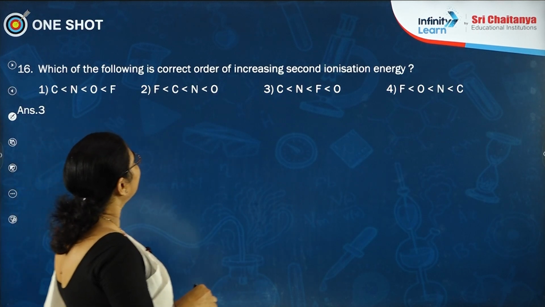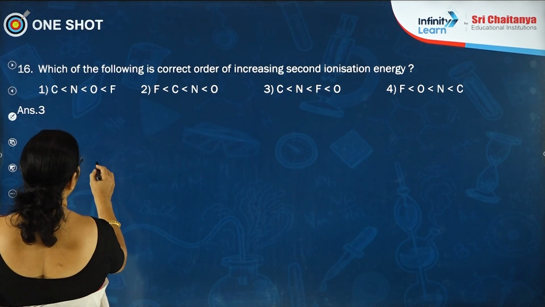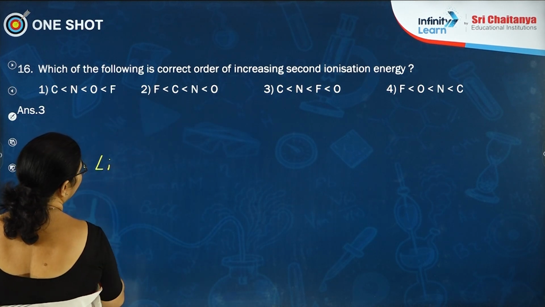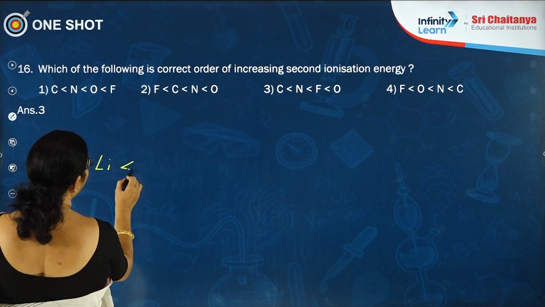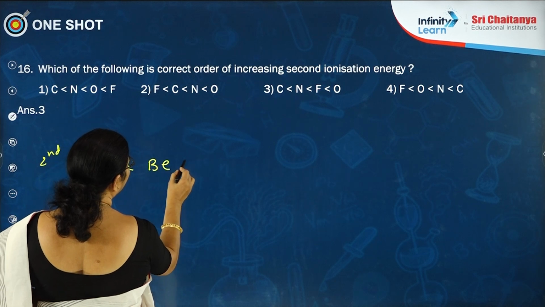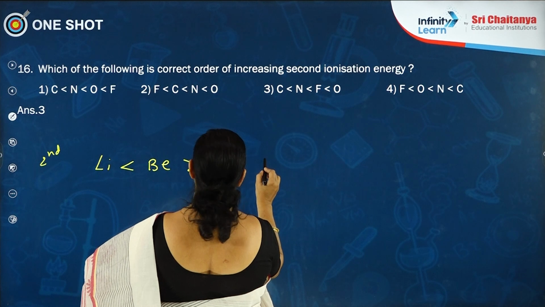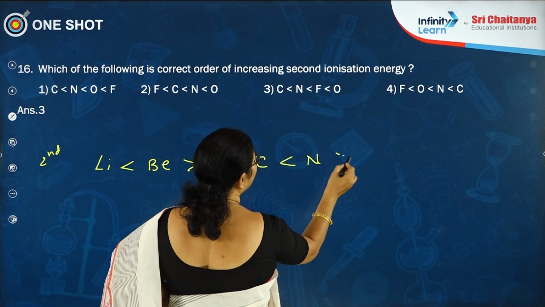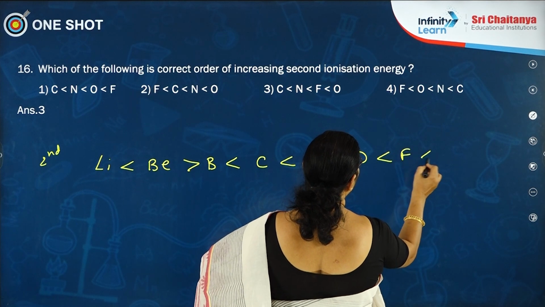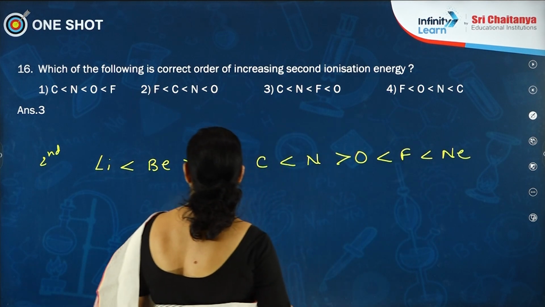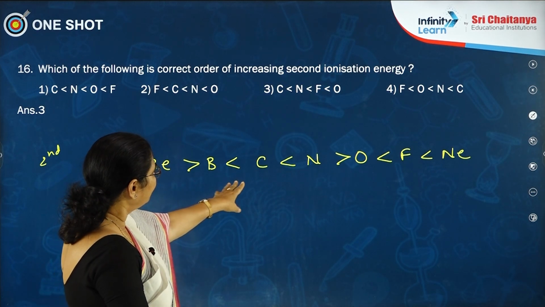Which of the following is the correct order of increasing second ionization energy? Here please all of you, if you have not done this work, first you do. Second period IP1 order: lithium is less than beryllium, beryllium is greater than boron, boron is less than carbon, less than nitrogen, nitrogen greater than oxygen, oxygen is less than fluorine, less than neon. This is the order to be followed.